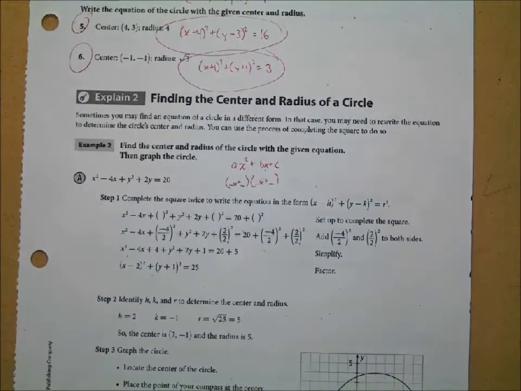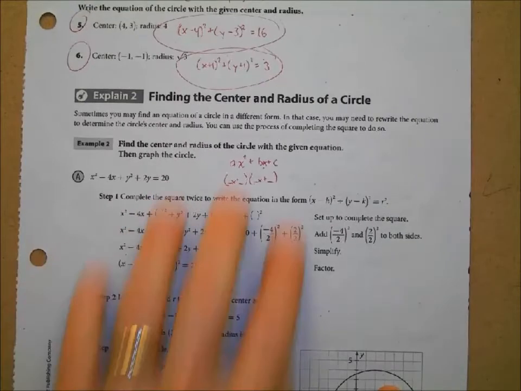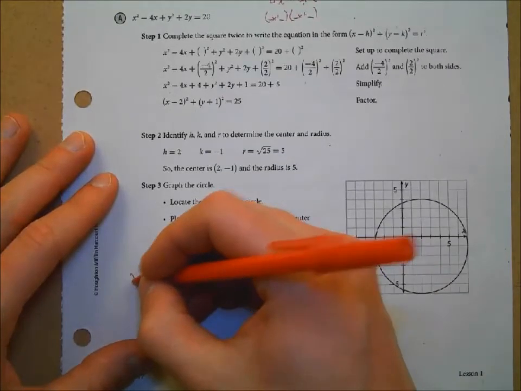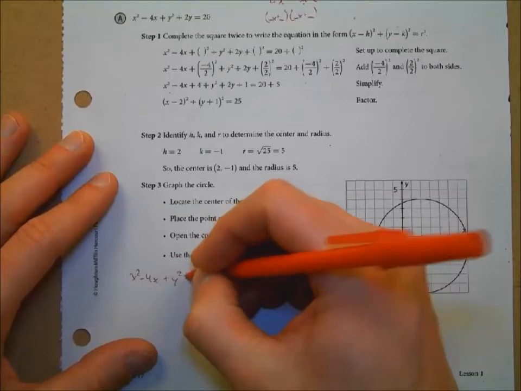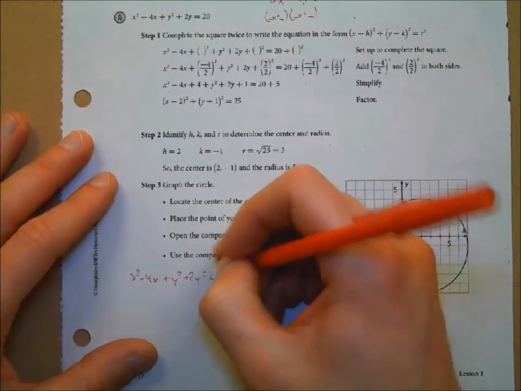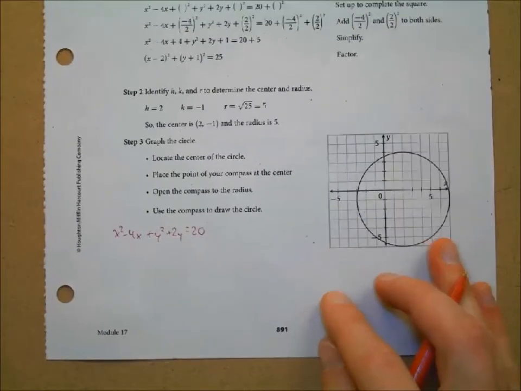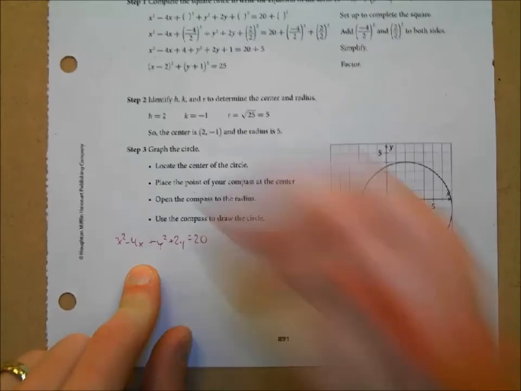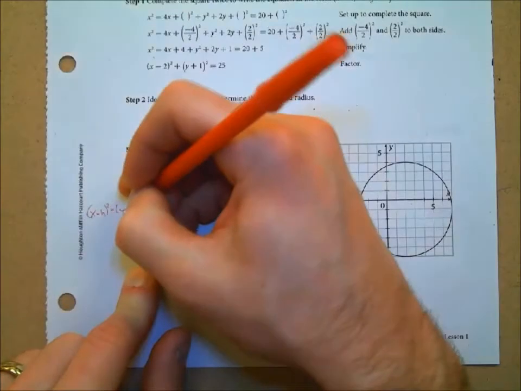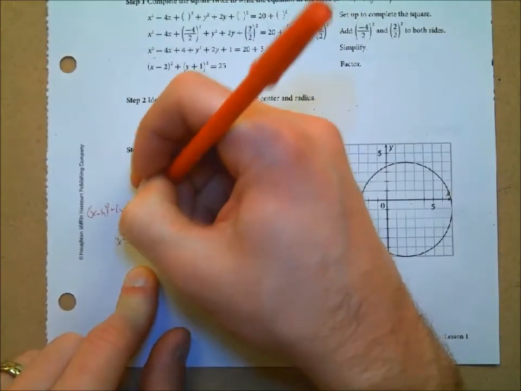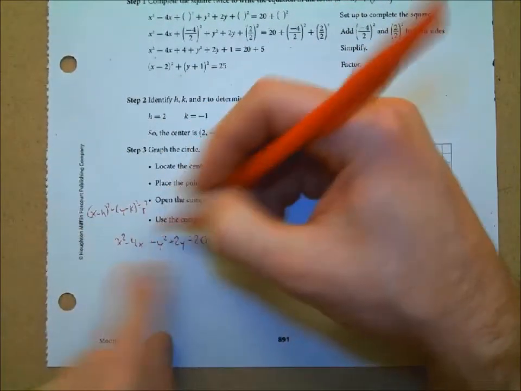Okay. So let me show you how we're going to do that here. I know it's going to run through it here, but I don't want to use their words. I'm just going to do it right here real quick. Let's say we've got x² − 4x + y² + 2y = 20. Hopefully you can recognize this is not in our typical (x − h)² + (y − k)² = r² format. That's not the right format, right?